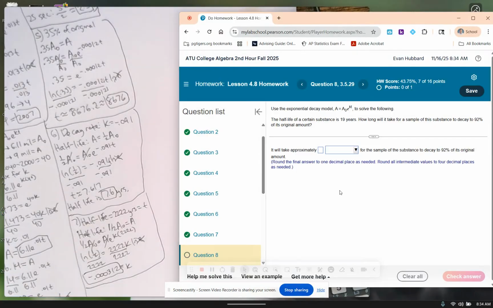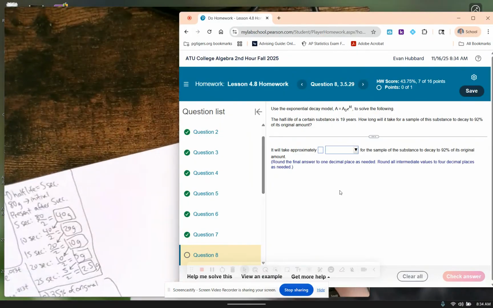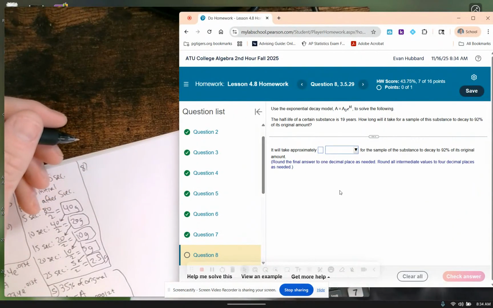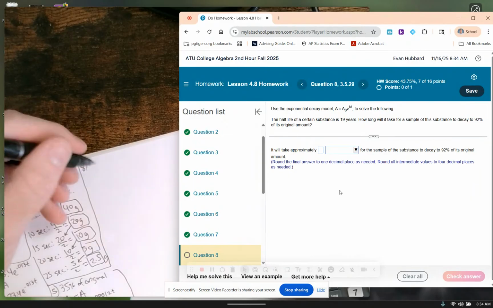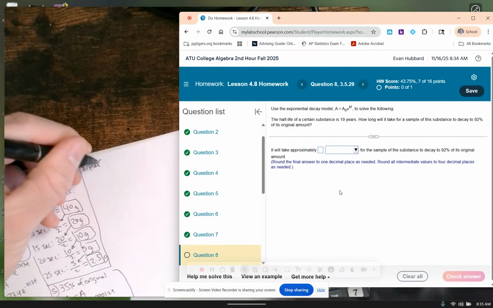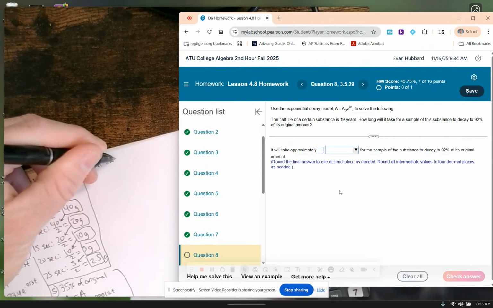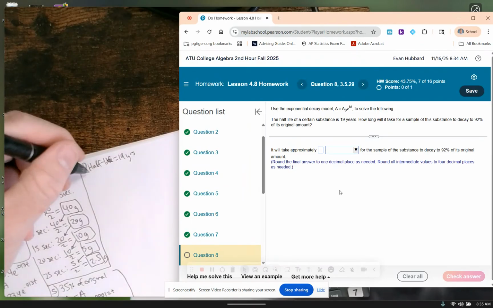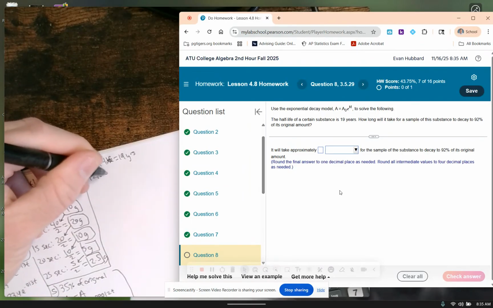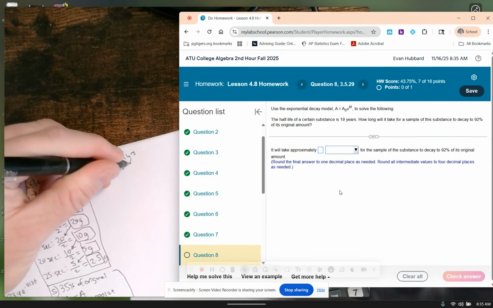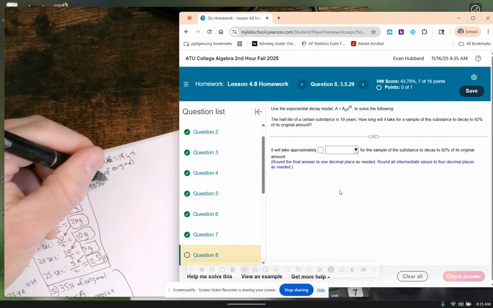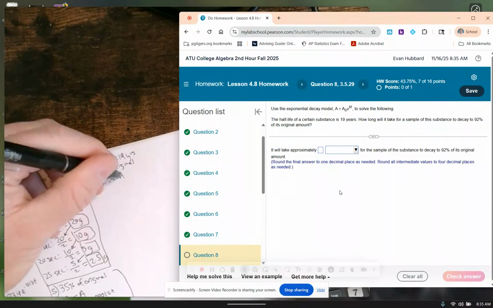Okay. Use exponential decay. We'll have to move this up here. So number 8, the exponential decay: the half-life of a certain substance is 19 years. How long will it take a sample to decay to 92% of the original? So 92% means that 0.92 A naught is equal to A.